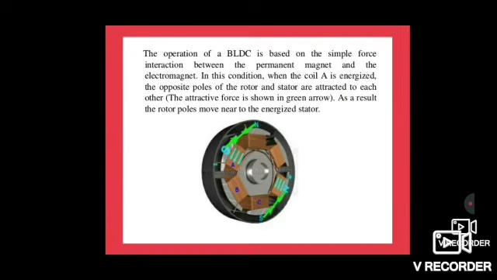So the operation of a BLDC motor is based on the simple force interaction between the permanent magnet and the electromagnet. When the coil is energized, it acts as an electromagnet. In this condition, when coil A is energized, the opposite poles of the rotor and stator are attracted to each other. The attractive force is shown in green arrows in the diagram. As a result, the rotor poles move near to the energized stator.